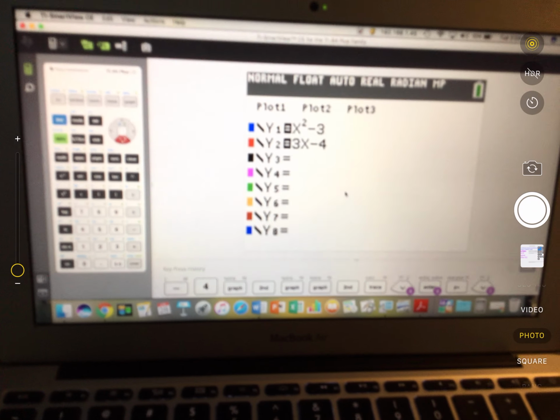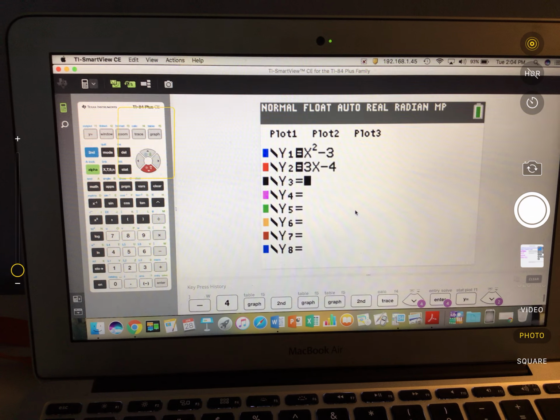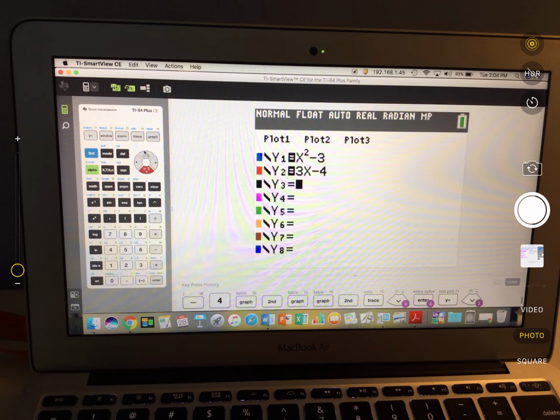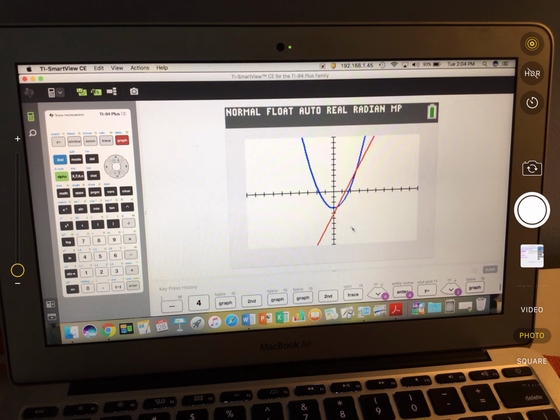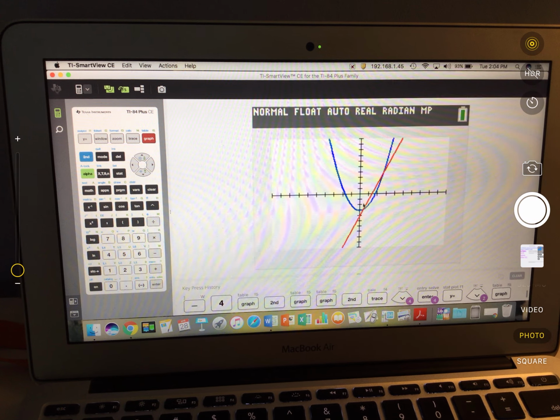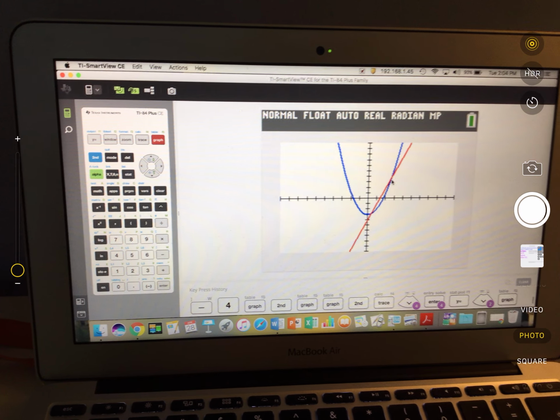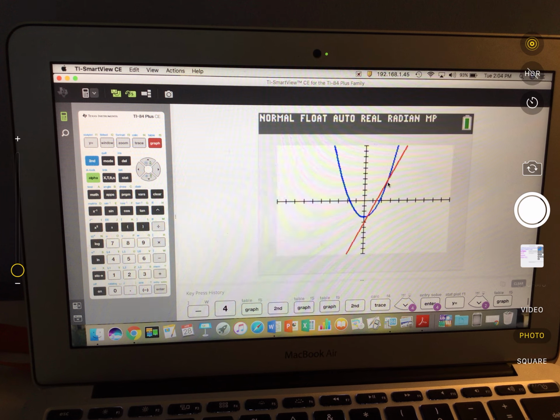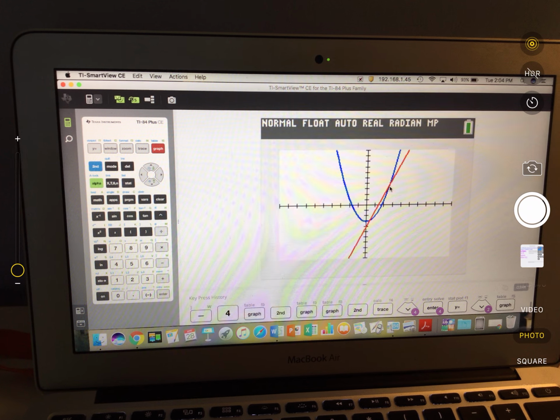So if you take a look, here are our two equations. We have x squared minus 3 and 3x plus 4. If we go ahead and look at the graph, we notice that these cross once, twice. So we notice that we can actually focus on answer choices 3 or 4 because those have two different answers.